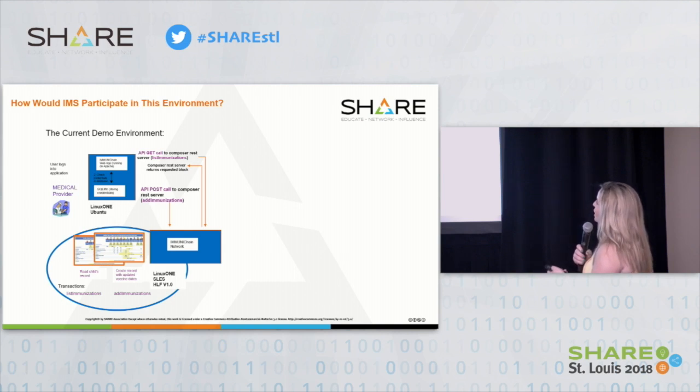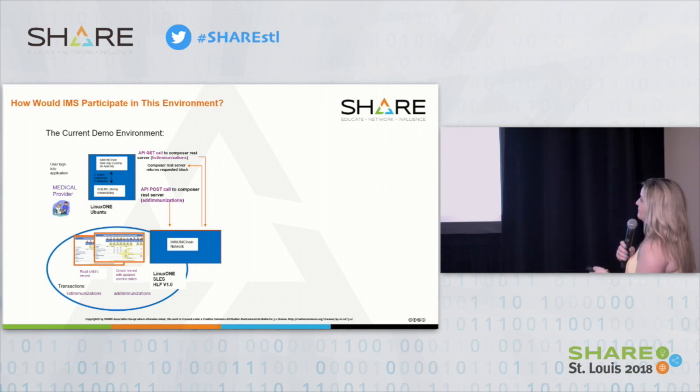So when they actually want to do something, they're going to do an API GET call to the Composer REST server, so to the Ubuntu guest, and it's going to return back the block. Whenever the doctor actually wants to add the immunizations, this is where IMS is actually going to talk to blockchain. The doctor would have logged it, let's say, in the database, and you could actually do a POST call then back to the REST server to record that to the child asset.